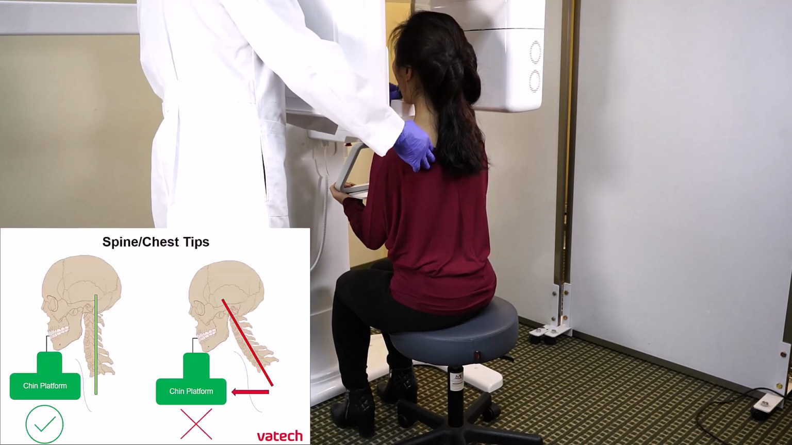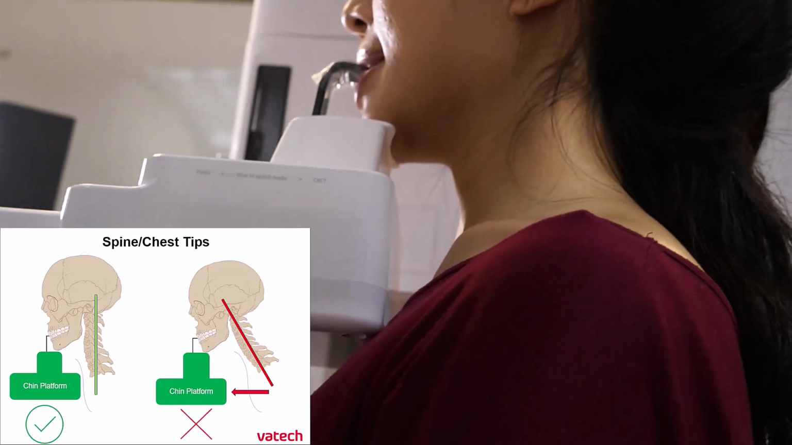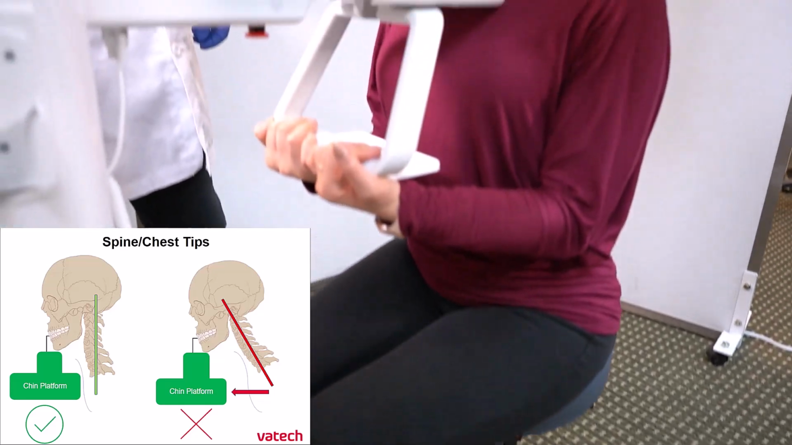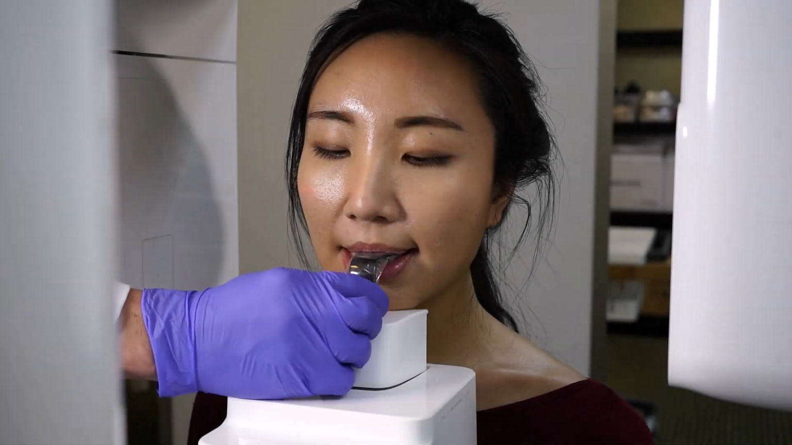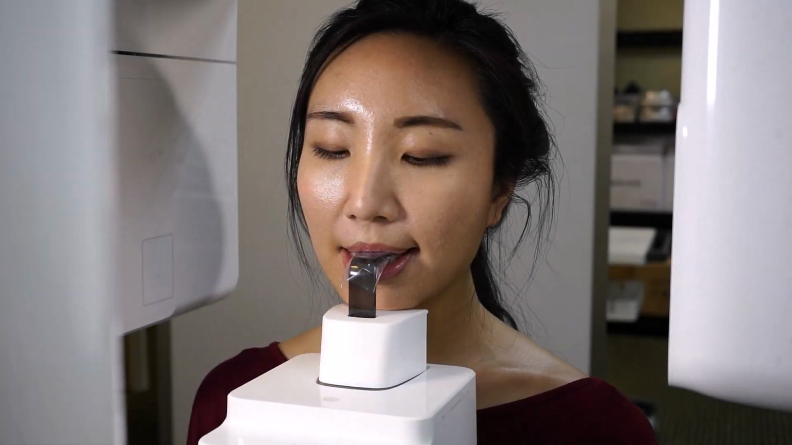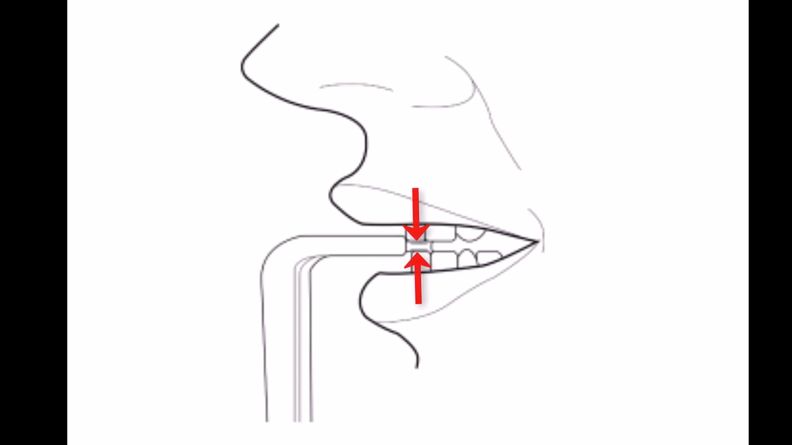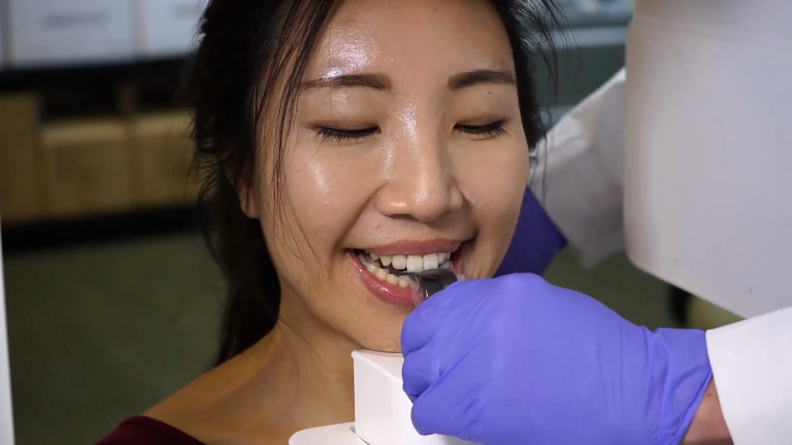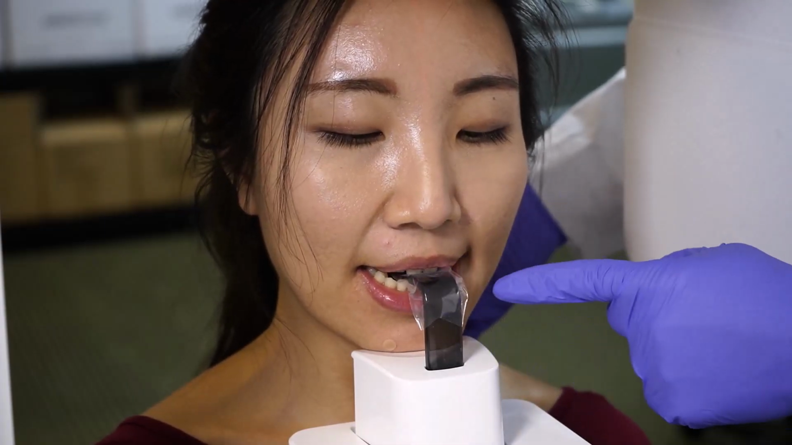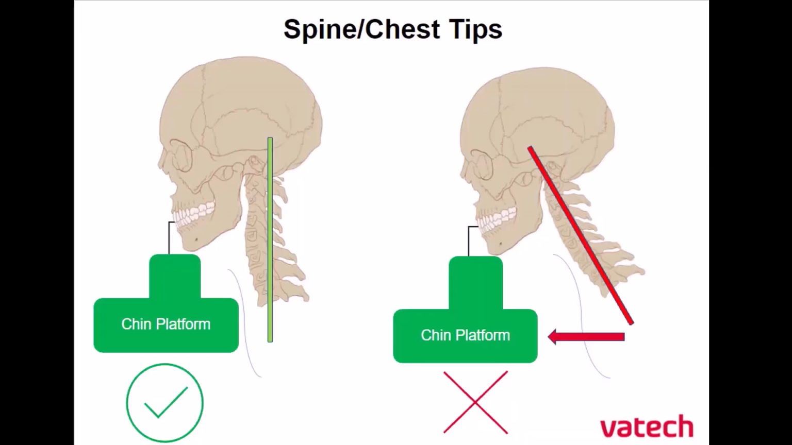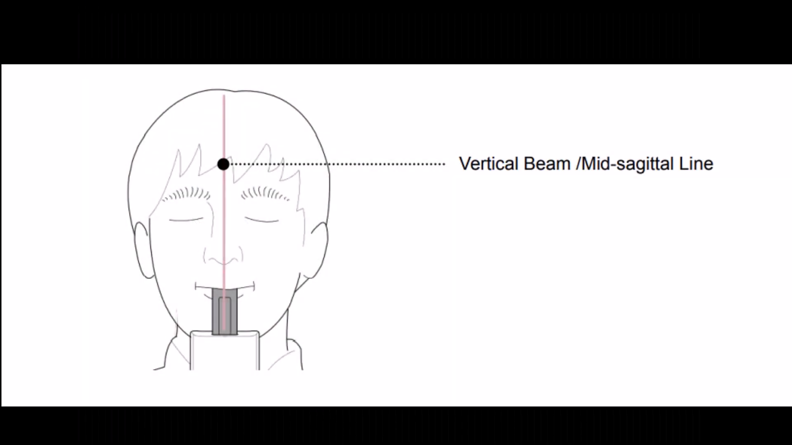Ideally, we want the patient's spine to be as upright as possible and the chest close to the device during image acquisition. With a clean vinyl bite stick cover, have the patient bite the bite stick firmly in place. Ensure the teeth are firmly in the grooves. As a tip, pull down on the bite stick to secure the patient. The goal is to have the spine as vertical as possible when biting on the bite stick to avoid spinal shadow.